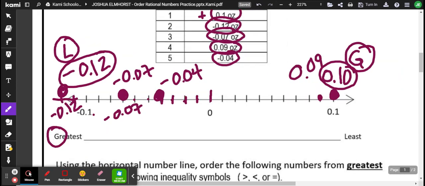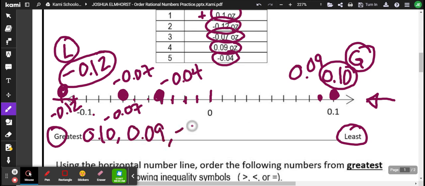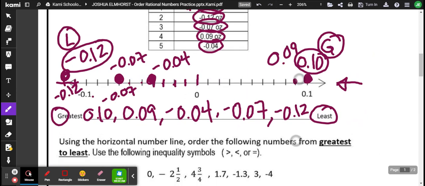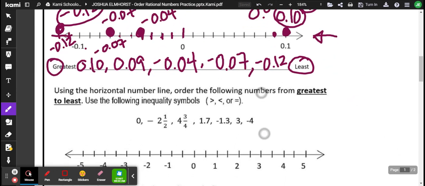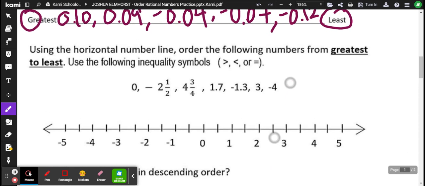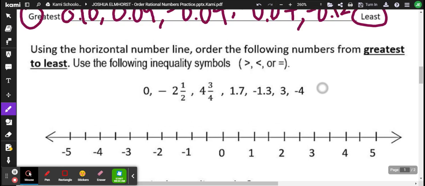So we put them in order from G to L, starting from the right, going to the left. 0.10, 0.09, negative 0.04, negative 0.07, and then negative 0.12. We got our 2 examples completed there. And here's the third example on the first page. We're going to put them into order on the number line. And it's going to say greatest to least, but let's just get them onto the number line.